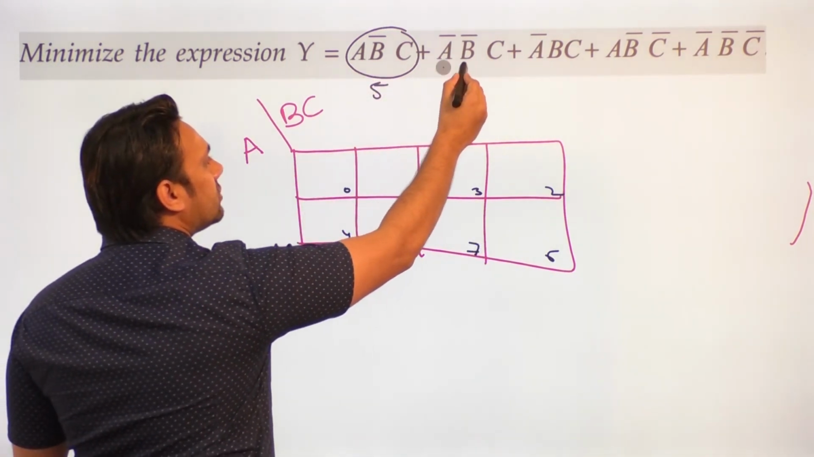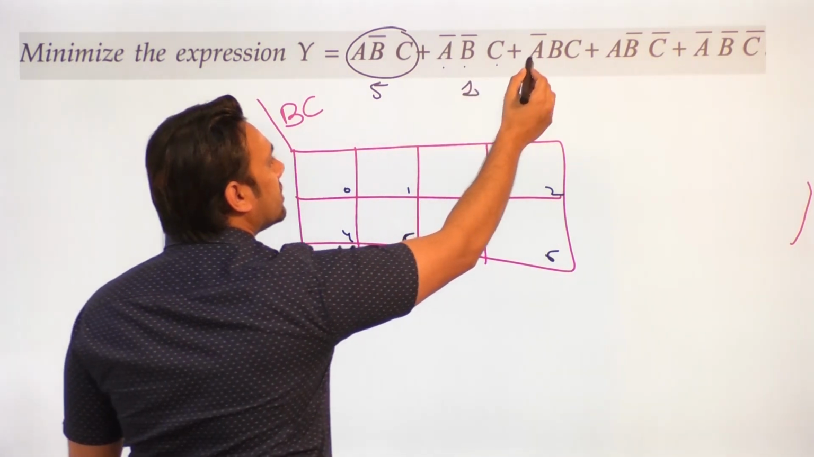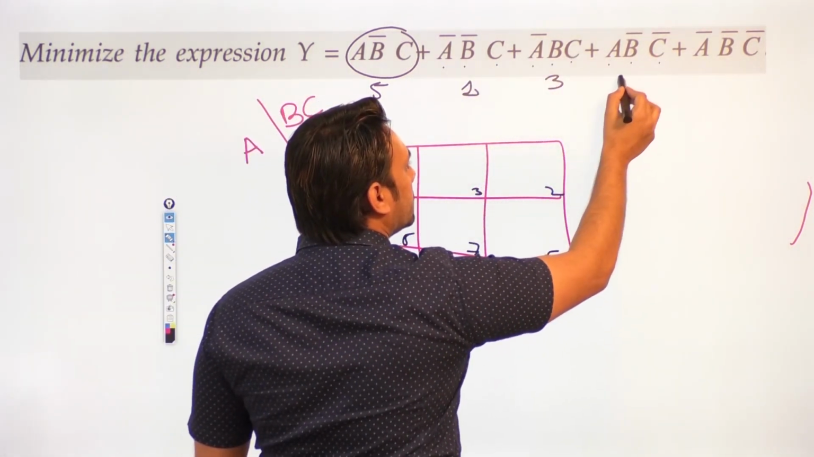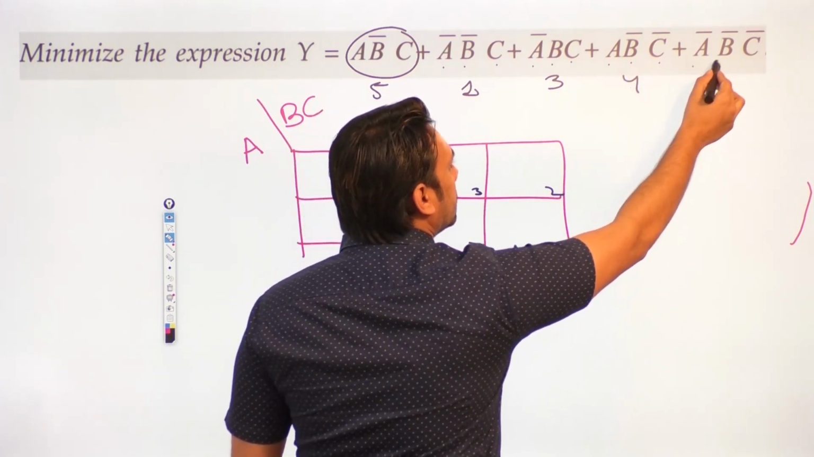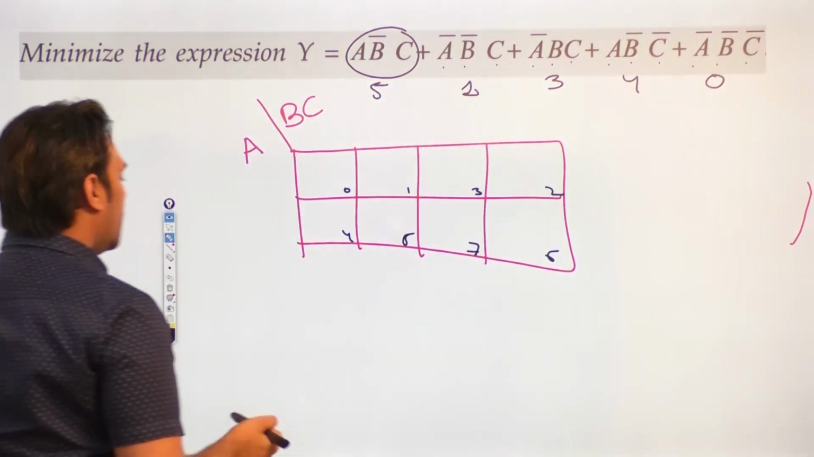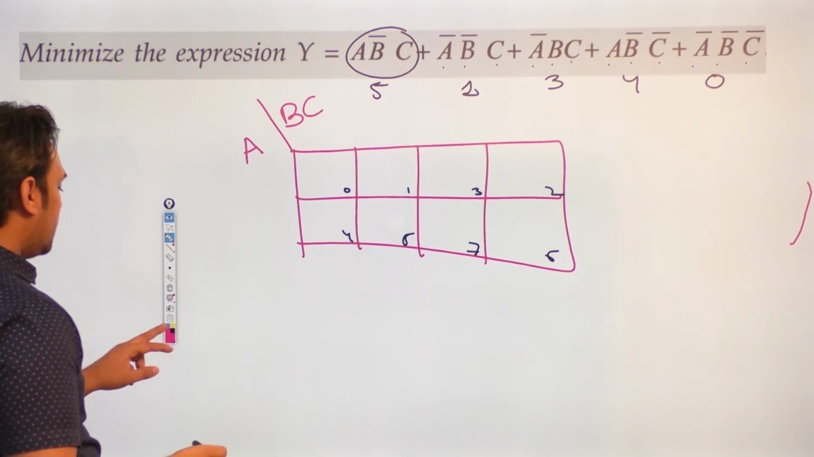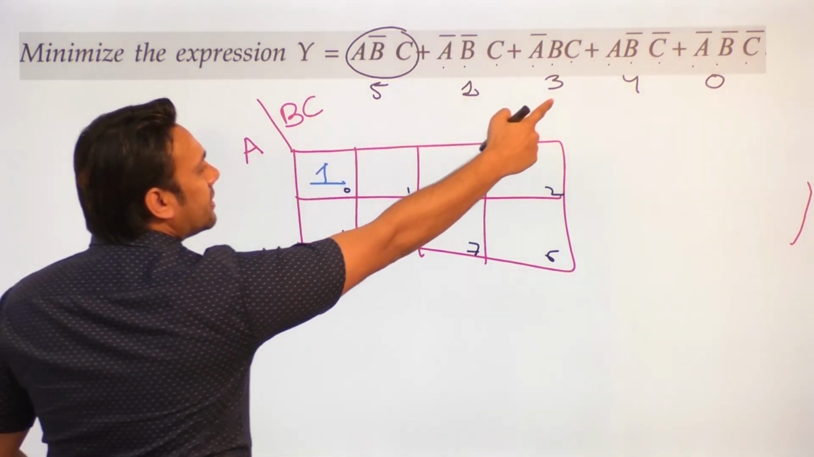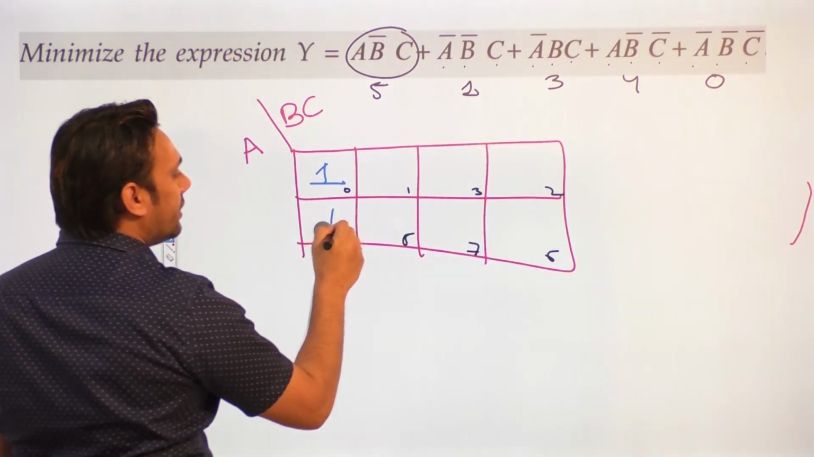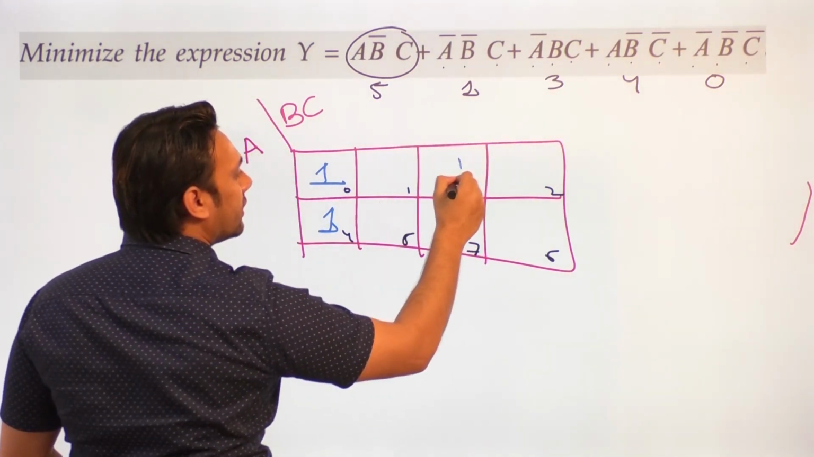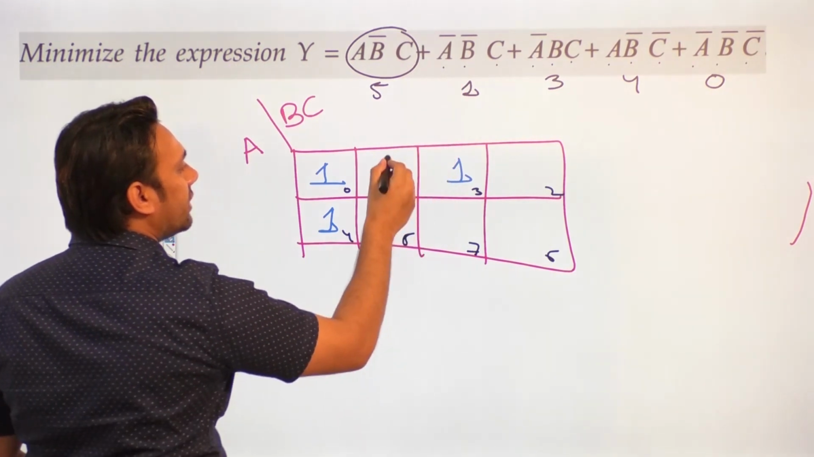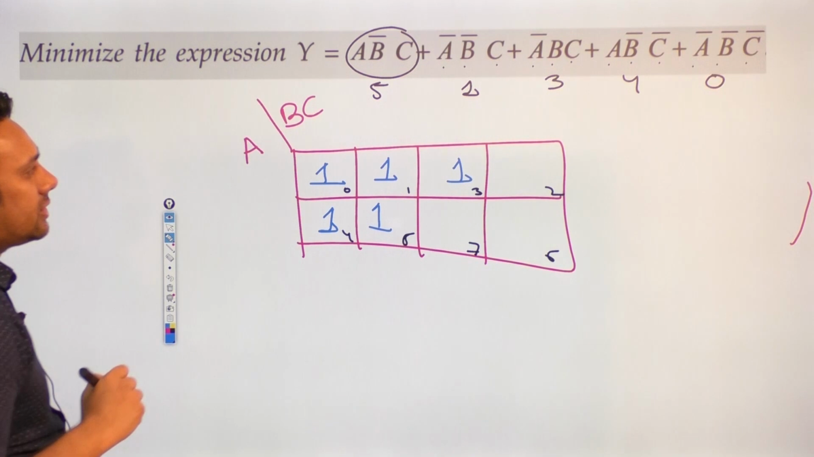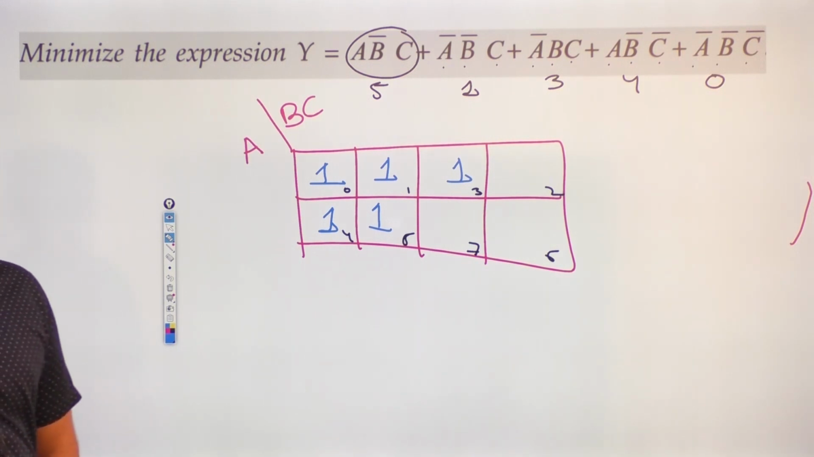This is 0 0 1 which is 1. This is 0 1 1 which is 3. This is 1 0 0 which is 4. This is 0 0 0 which is 0. Now you can clearly say that at location 0 we are having a 1. At location 4 we are having a 1. At location 3 we are having a 1. At location 1 we are having a 1. At location 5 we are having a 1. So these are the locations where you have 1.